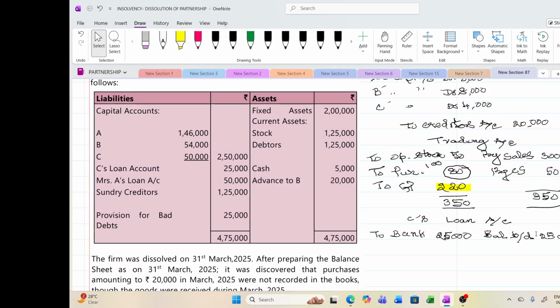Then the balance brought down will be 25,000. When the payment is made, the bank account will get credited and this account will get closed. Okay. And Mrs. A's loan account will of course be transferred to the realization account. Creditors will also be transferred to the realization account. Provision will also be transferred to the realization account.